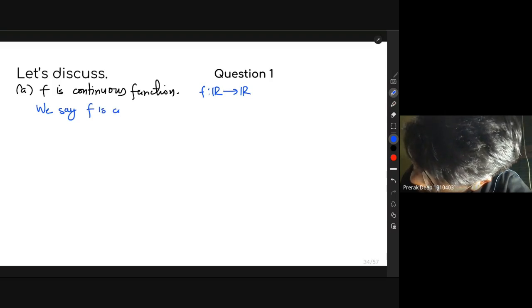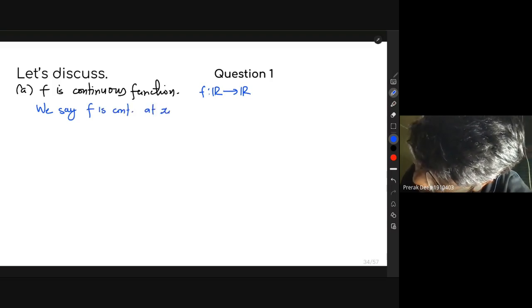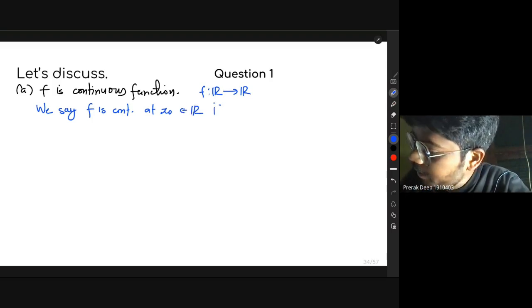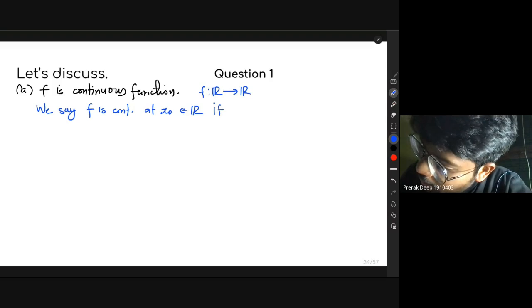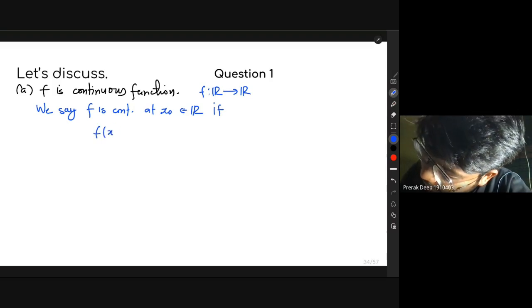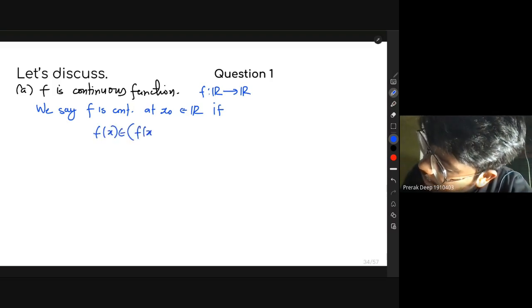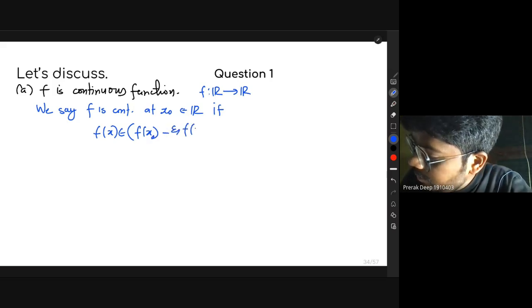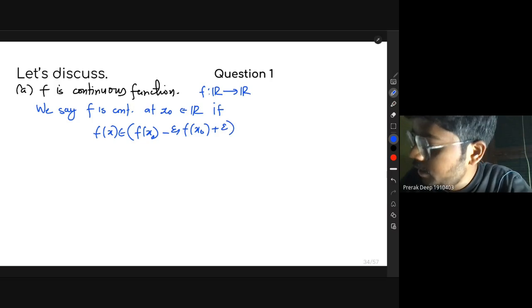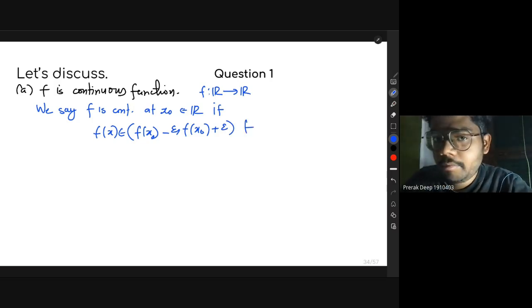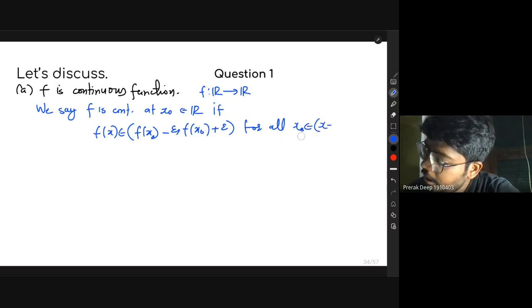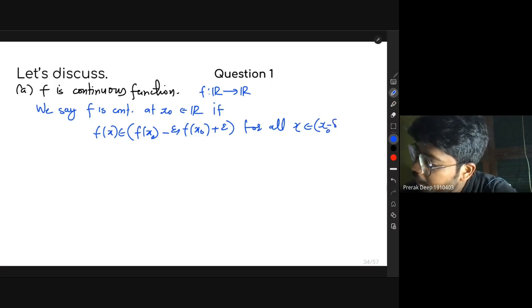We say f is continuous at x naught in R if f(x) belongs to the interval from f(x naught) minus epsilon to f(x naught) plus epsilon, for all x belonging to x naught minus delta.